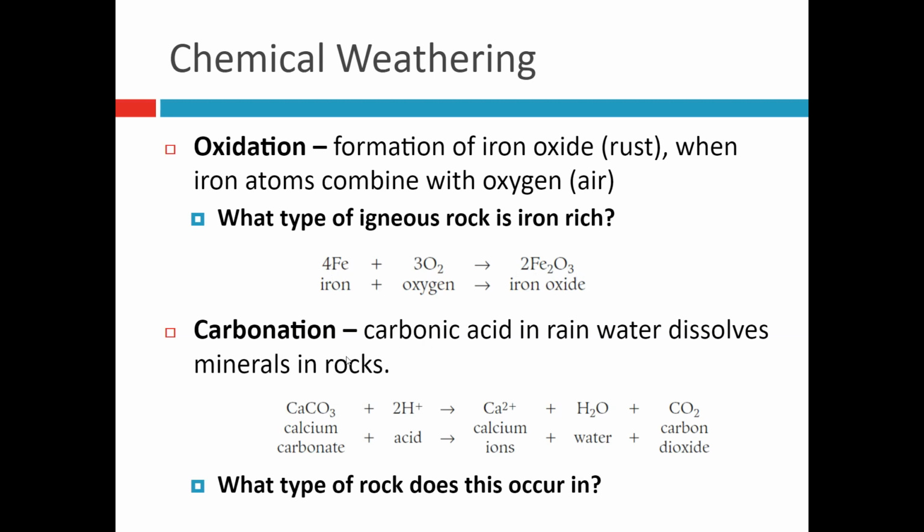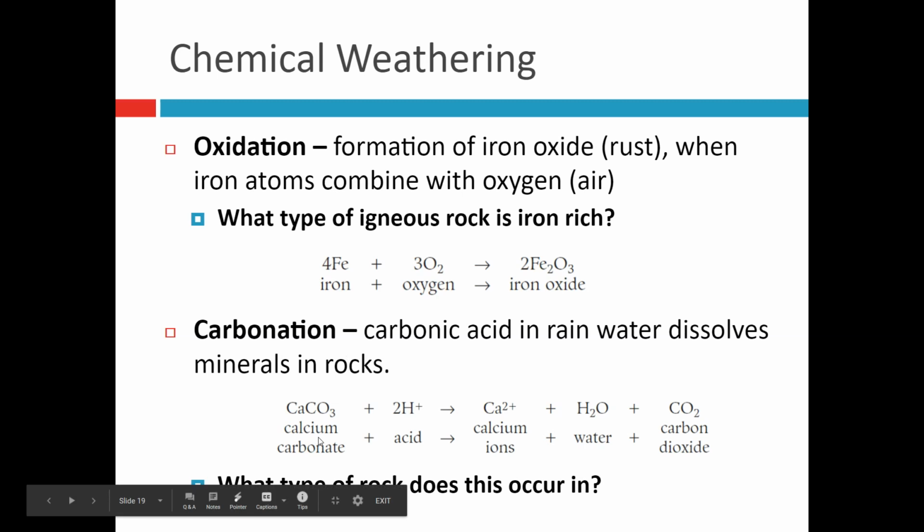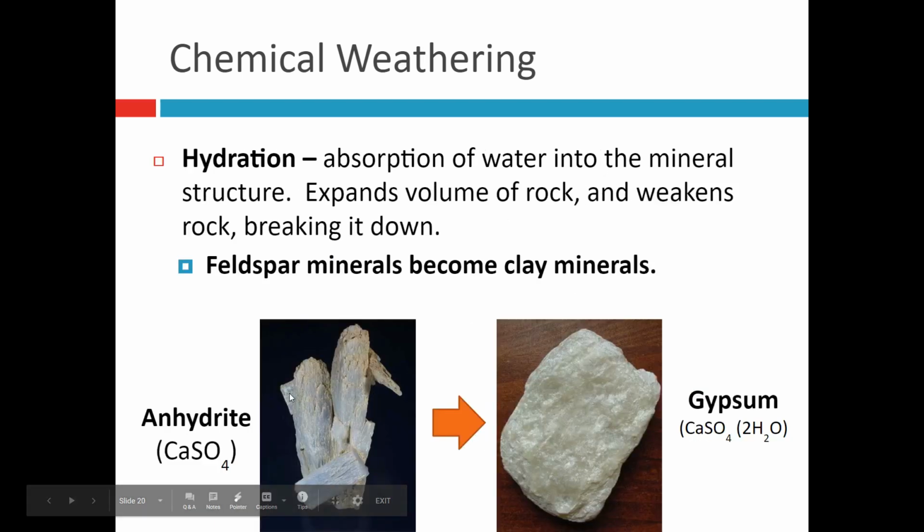Carbonation is a very commonly asked question, especially with earth science, because calcite makes up limestone, and it also makes up marble. And if it's exposed to acid, which is usually in rainwater, it's going to break down and essentially form a cave. Okay, so limestone, marble, anything having to do with calcite is going to have this process of carbonation take place. And the last type of chemical weathering is hydration.